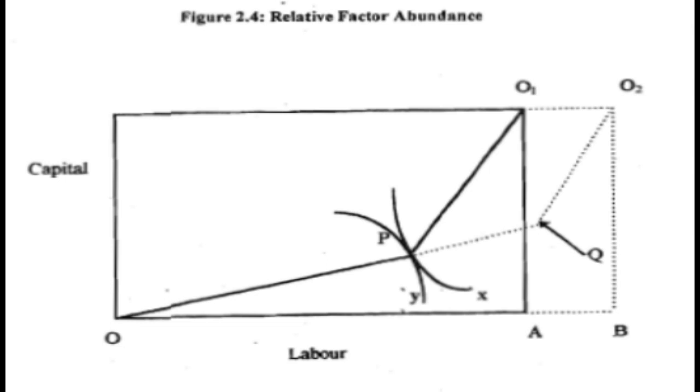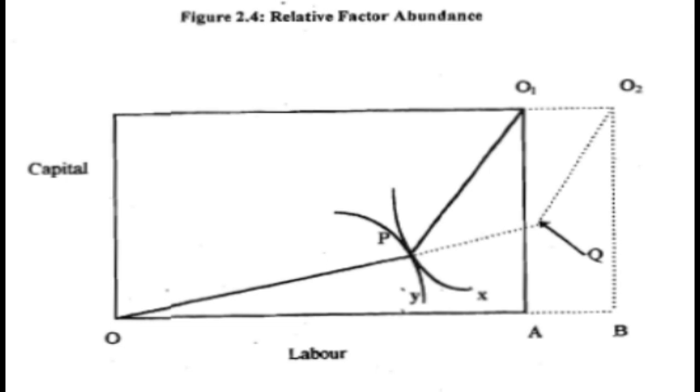Figure 2.4, Relative Factor Abundance. Look at the screen. With the help of the Rybczynski theorem, we can now see the validity of the HOS theorem in terms of the physical definition of factor abundance. Let us suppose that the home country and the foreign country are identical in every respect, i.e., they have the same technology and factor supplies. Then the production of goods in the two economies can be represented by point P in figure 2.4 for both countries as their isoquants are identical.